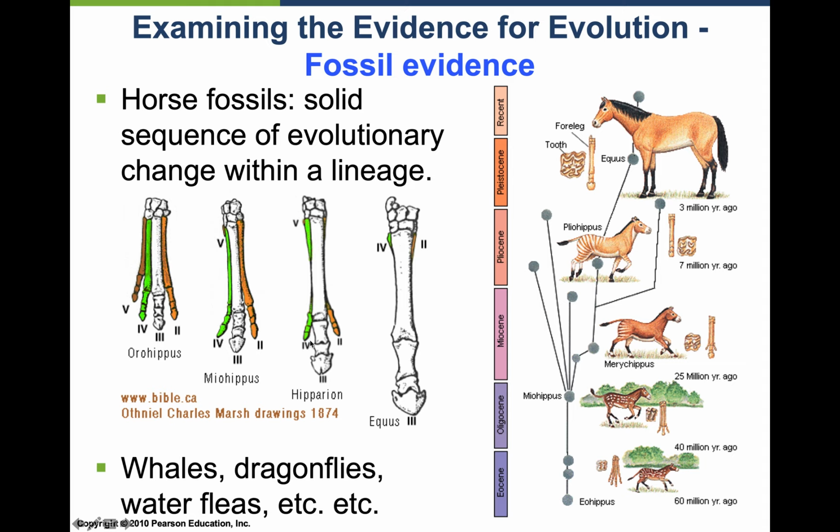this toe 4 is also starting to reduce. And then in the current descendants, you can see that toe 5 is almost non-existent. Toe 4 is just down to a small fragmentary bone, as is toe 2, and horses actually walk around on their third finger, essentially. This is fascinating because you see these same transitional changes in whales, dragonflies, water fleas, etc. There are really solid fossil records that show these transitions through time.